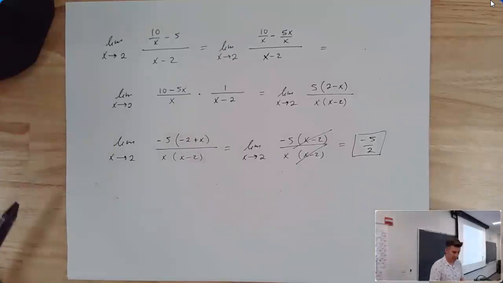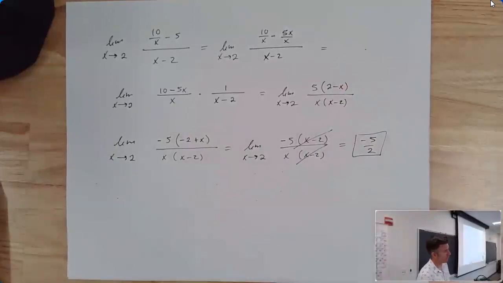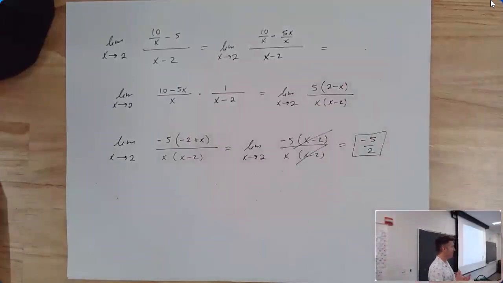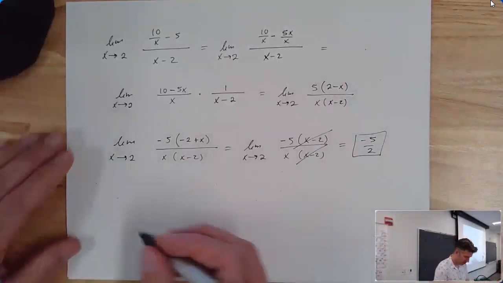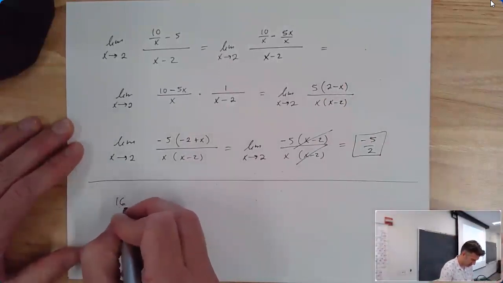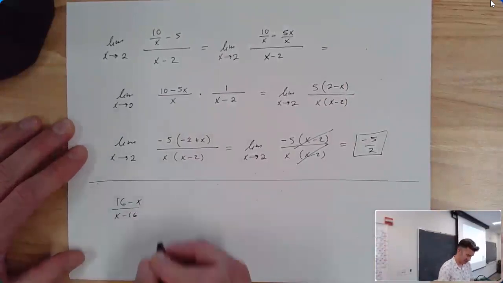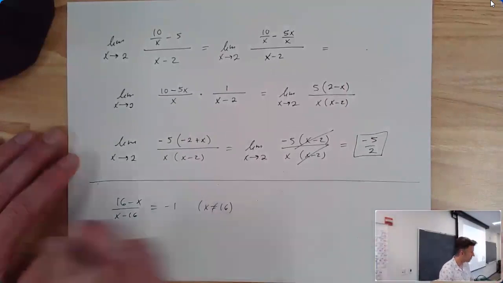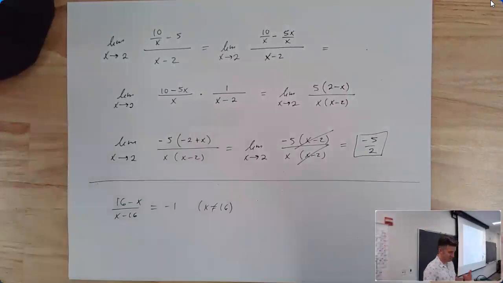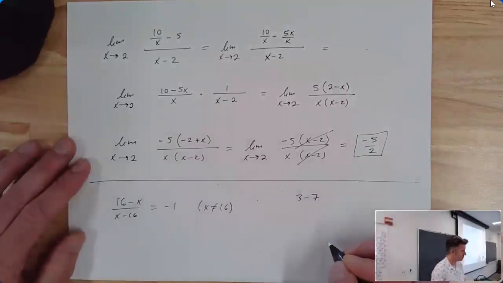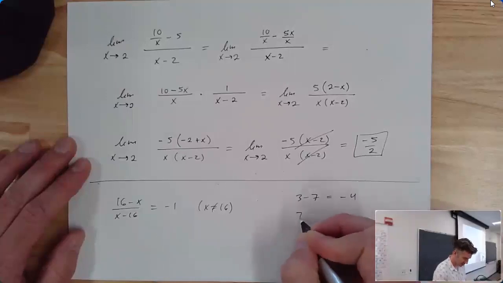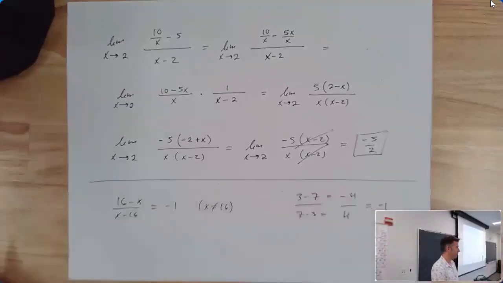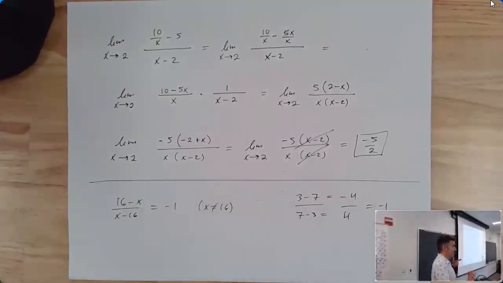One thing I will say is you're certainly welcome to factor out the negative here, but I want to make you aware of the fact that whenever you have things subtracted in the opposite order, they are always negatives of each other. So I know that 16 minus x over x minus 16 is always going to be negative 1, unless x is 16. Because when you subtract things, what's 3 minus 7? What's 7 minus 3? And when you divide those, you get negative 1. It's true for whatever numbers you pick, as long as you're not getting 0 over 0.